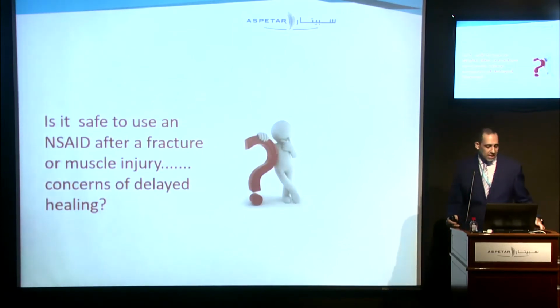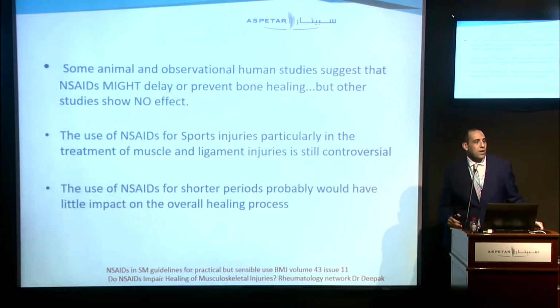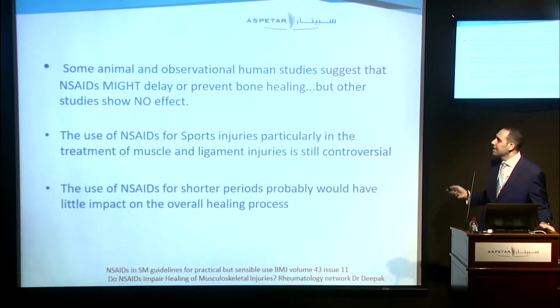One question that always has been asked in any sport-related topic is about the use of NSAIDs in fracture or muscle injury, and will it actually delay healing? I know this is a common question. So far, there are limited data from human studies to say if it will delay the healing or not, but there are some animal and observational human studies that suggested that there might be a delay of bone healing or muscle tissue healing. But other studies actually show there is no effect.